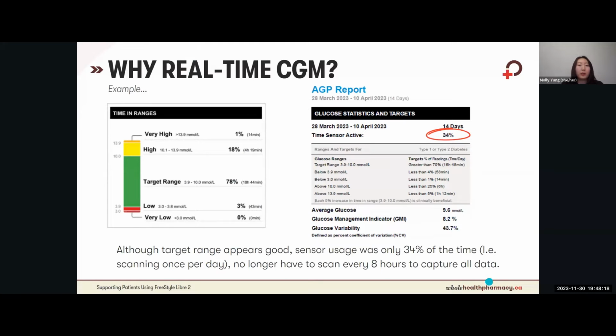With real-time CGM, we can make sure that we're getting the full readings throughout, so that we could have a better picture and estimation of the time in range, their A1C and their glucose variability.